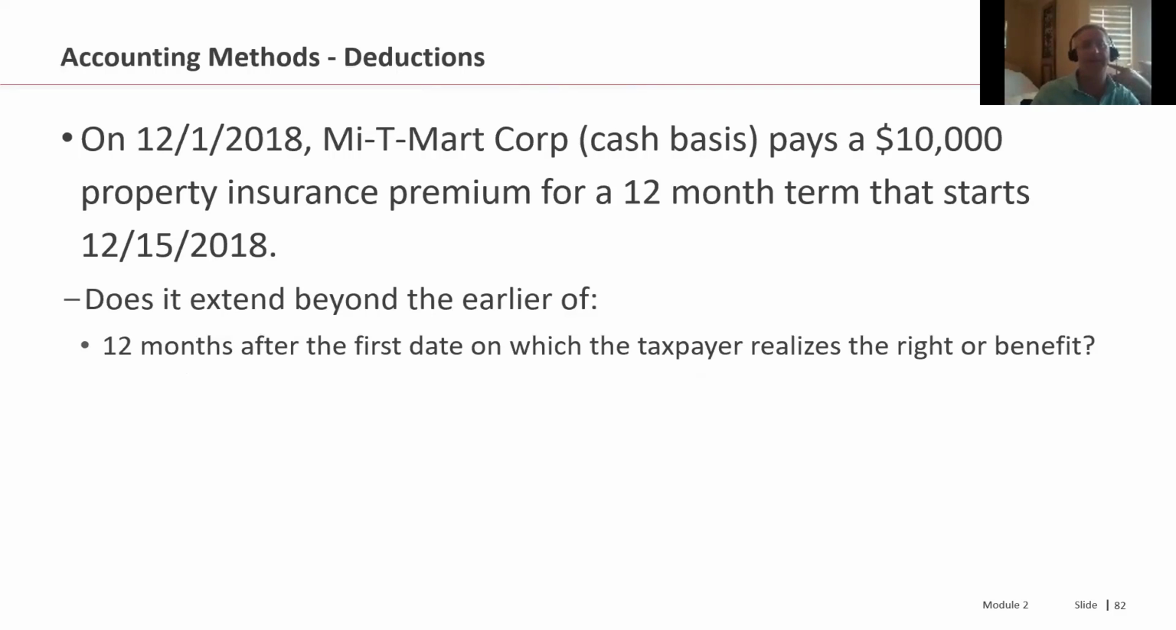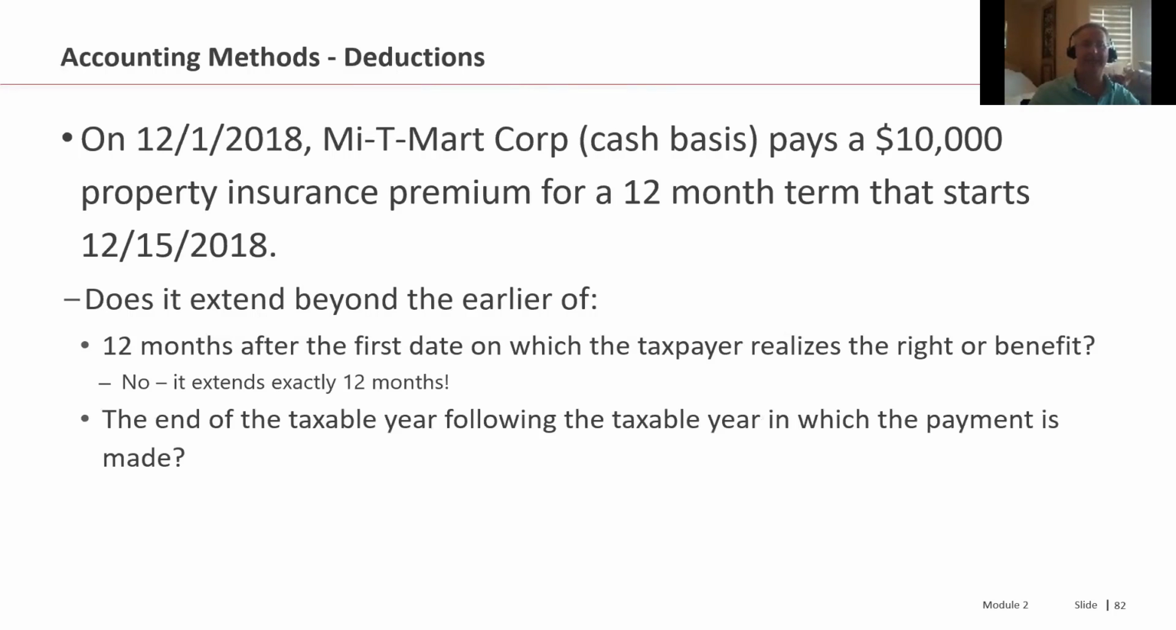So does it extend beyond the earlier of 12 months after the first date on which the taxpayer realizes the benefit? And the answer is no, it is exactly 12 months. It's a 12-month insurance policy. It goes from 12/15/2018 to presumably 12/14/2019, so it's exactly 12 months.